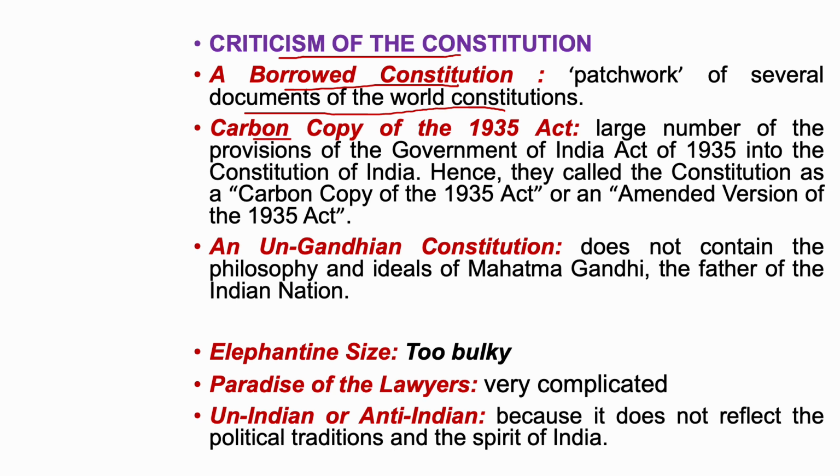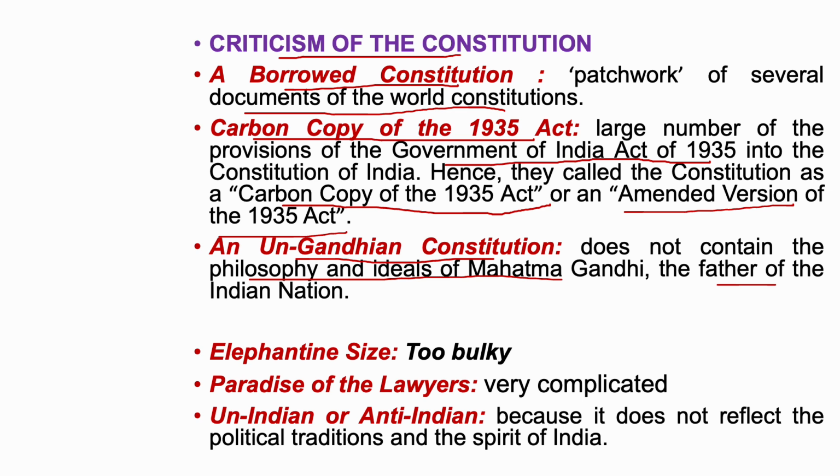Now it is also known as a carbon copy of the 1935 Act, because a large number of constitutional provisions of the Government of India Act of 1935 were added into the Constitution of India. Hence they call the Constitution a carbon copy of the 1935 Act, or an amended version of the 1935 Act. An un-Gandhian constitution. Why? Because it does not contain the philosophy and ideals of Mahatma Gandhi, who was the father of the nation.